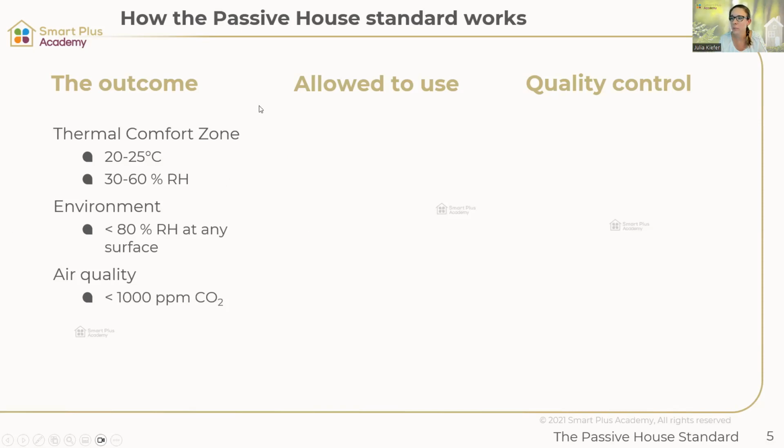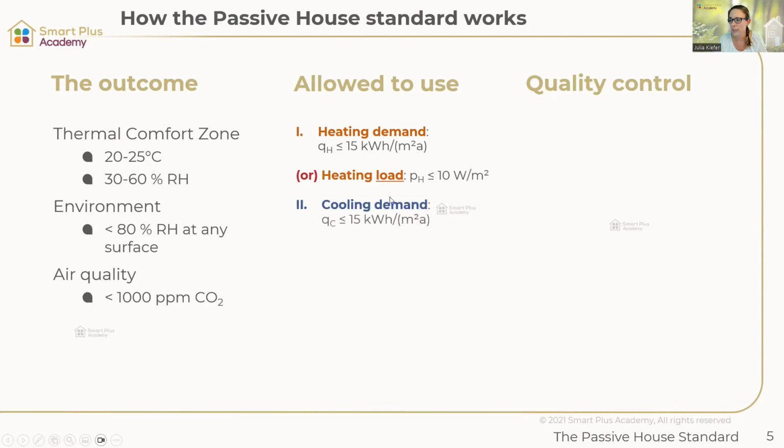We're allowed to use a certain amount of energy to achieve that outcome, and that is written in the standard. For our heating demand, we're allowed to use 15 kilowatt hours per square meter a year, or for our load, we already know the difference between demand and load, our load can be less than 10 watts per square meter.